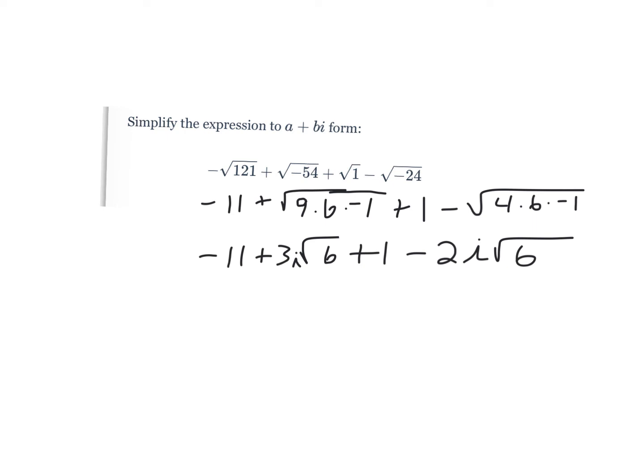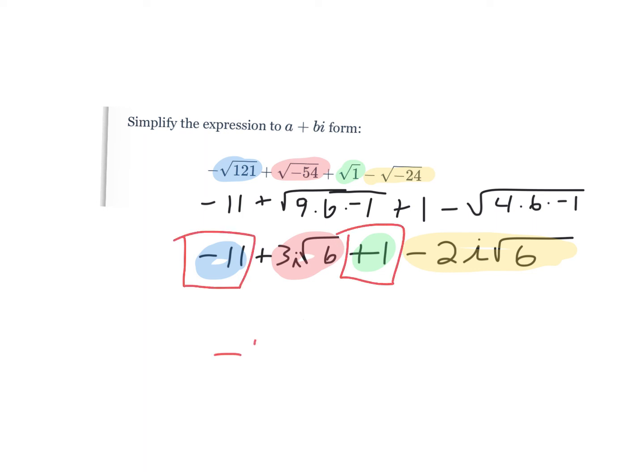So I'm going to just highlight these terms here. The first term was just negative 11, okay? And then the square root of negative 54 became this term. And then, of course, we had plus the square root of 1, which is that. And then finally, we had this minus the square root of negative 24, which became minus 2i square root 6. Now we just need to combine everything. So you're looking for like terms, and our like terms are the negative 11 and the plus 1, which gives you negative 10. And then you have the plus 3i square root 6 minus 2i square root 6.